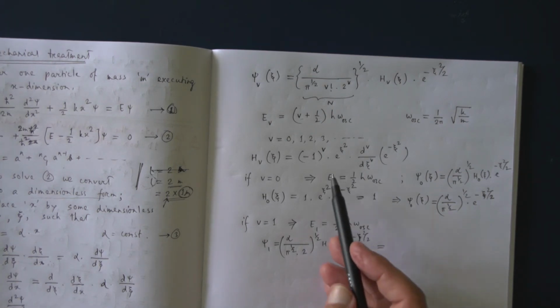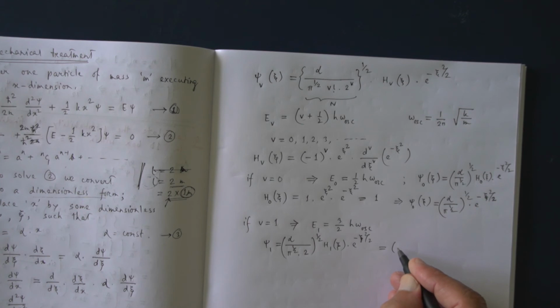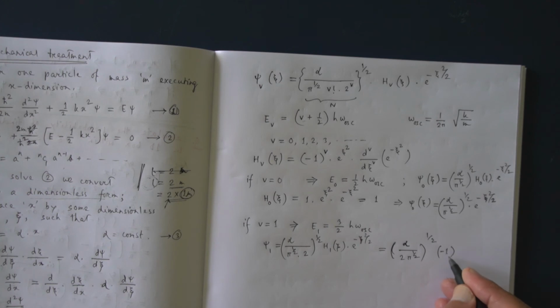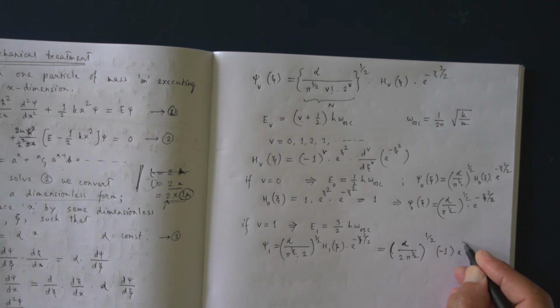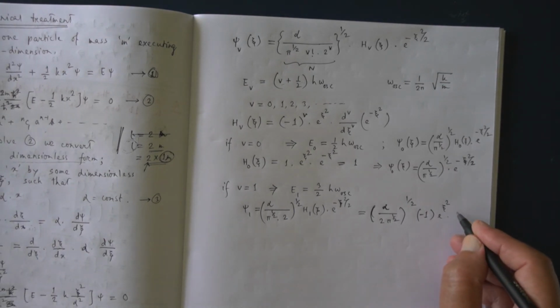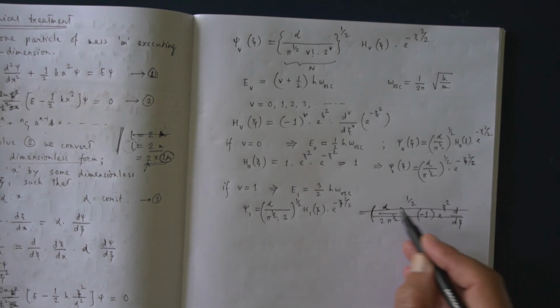H1 xi, minus 1 to the power 1. That means it is minus alpha, 2 pi to the power half, whole to the power half, that is minus 1 to the power 1, e to the power xi square, e to the power xi square into d xi. Okay, and let me write separately.